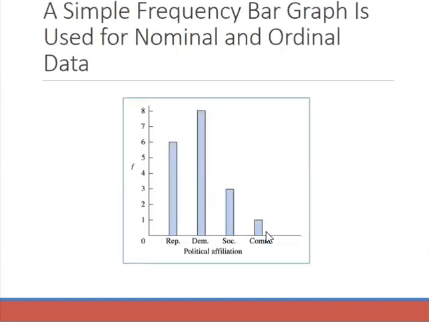If we have nominal or ordinal data, we use a simple frequency bar graph, which looks a lot like a histogram. There are just gaps in between because, of course, Republican to Democrat is not a continuous variable. But we can see we've got 6 people who are Republican and 8 people who are Democrats.